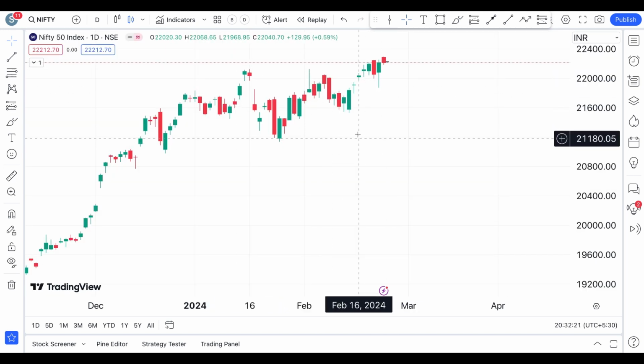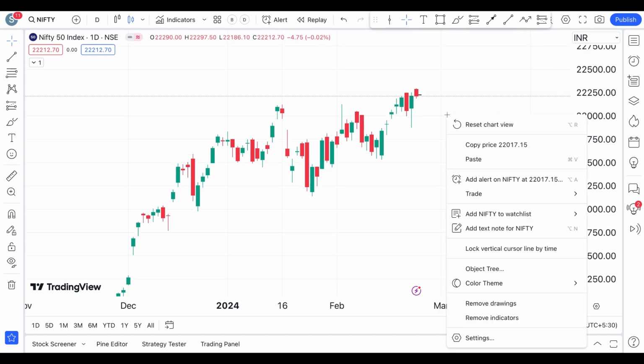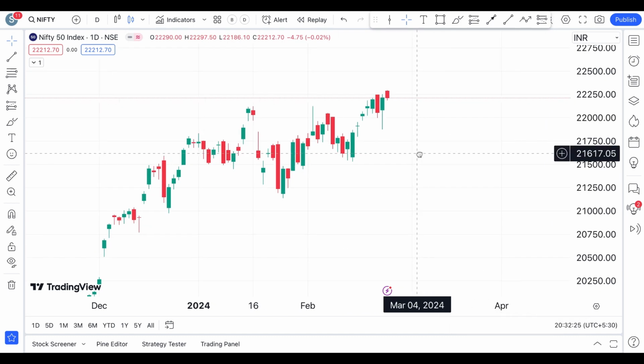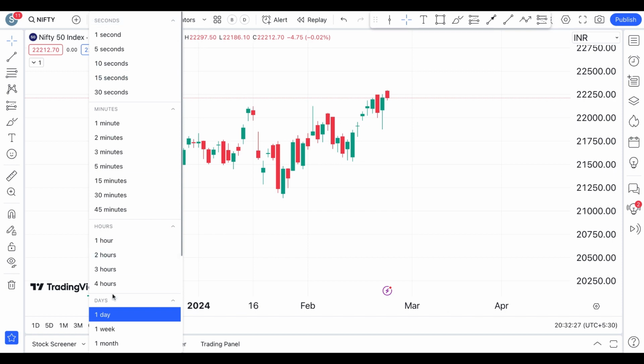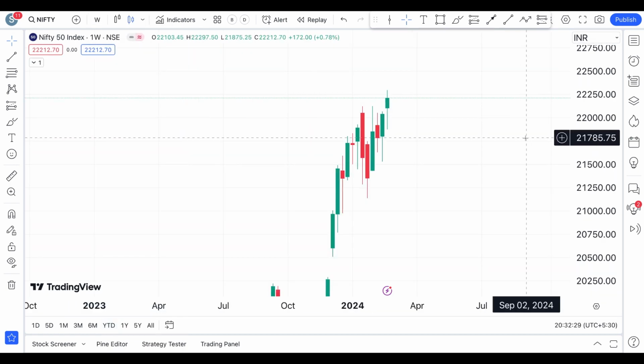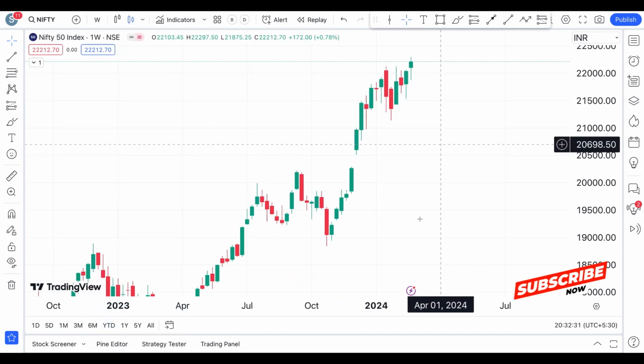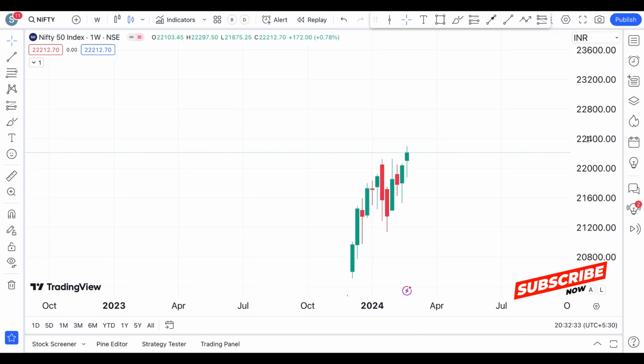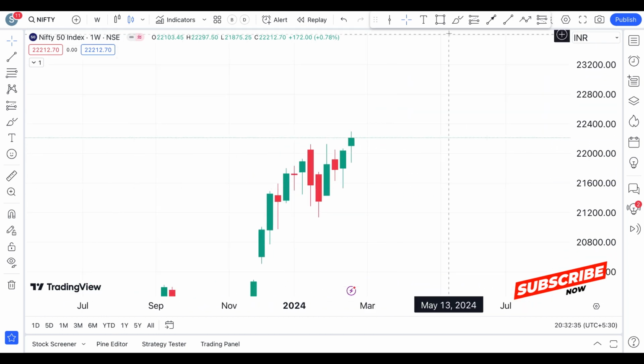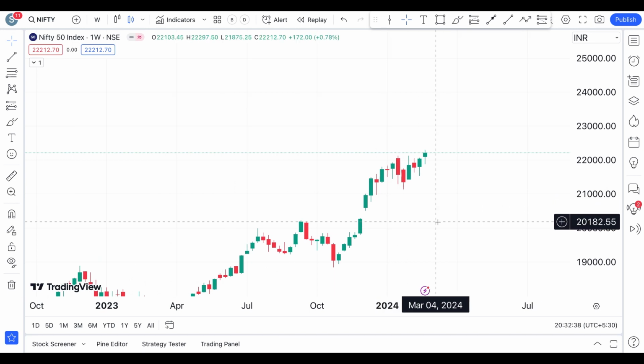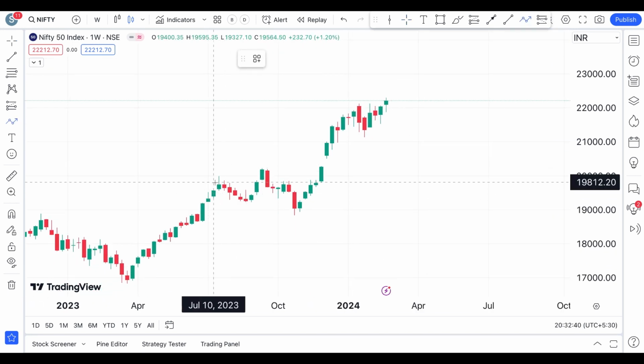So now here we have the Nifty's chart. Let me remove all the drawings that were there before, and quickly start from our weekly chart, since it's a weekly analysis video. So here things are looking definitely positive, because you see it's a good breakout from the previous swing high to start with.